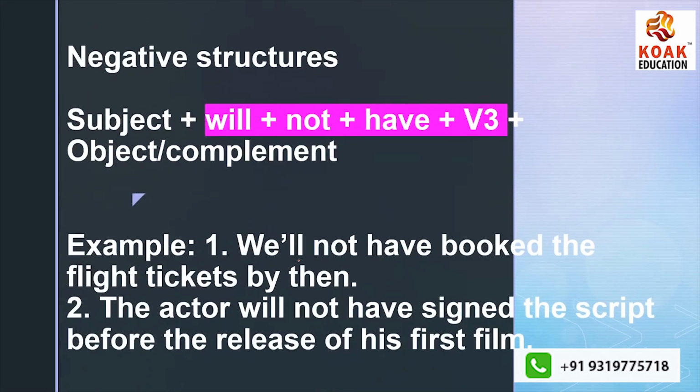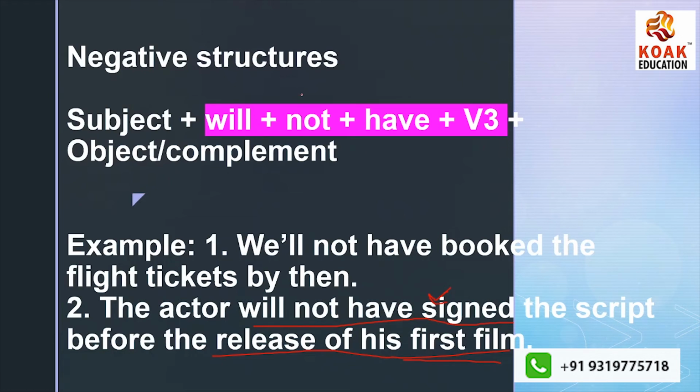I can give you another example. The second example I have for the negative structure is, "The actor will not have signed the script before the release of his first film." When I say the actor will not have signed the script before the release of his first film, it is will not have signed. By the release of his first film, the actor will not have signed the script. Getting the idea? I hope you've got the idea.